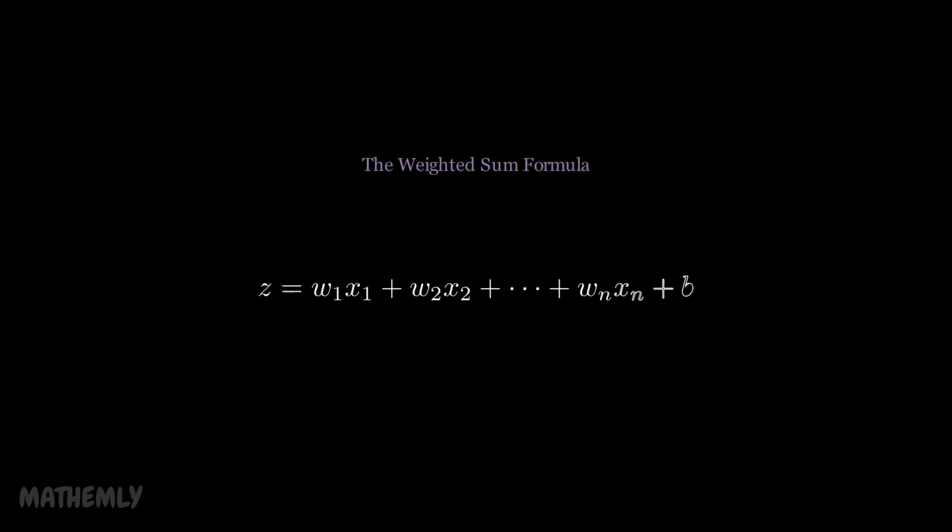Mathematically, it looks like this. Z equals W1 times X1 plus W2 times X2 all the way to Wn times Xn plus B. Here, the X's are the inputs, W's are the weights, and B is a special term called the bias. The weighted sum Z captures all the information the neuron has about its inputs, but it is still just a single number.